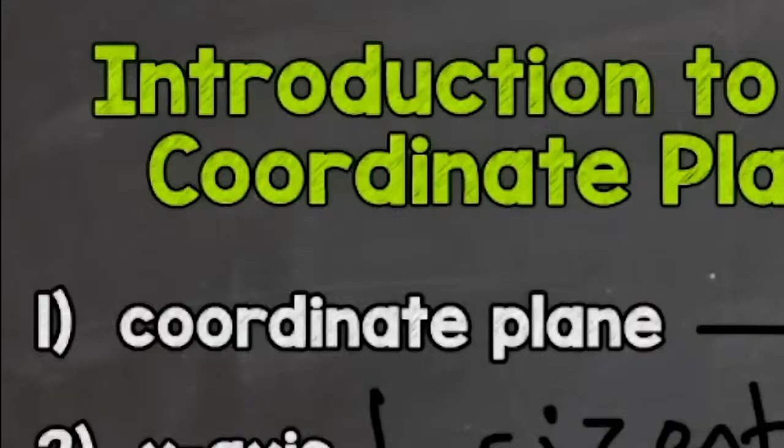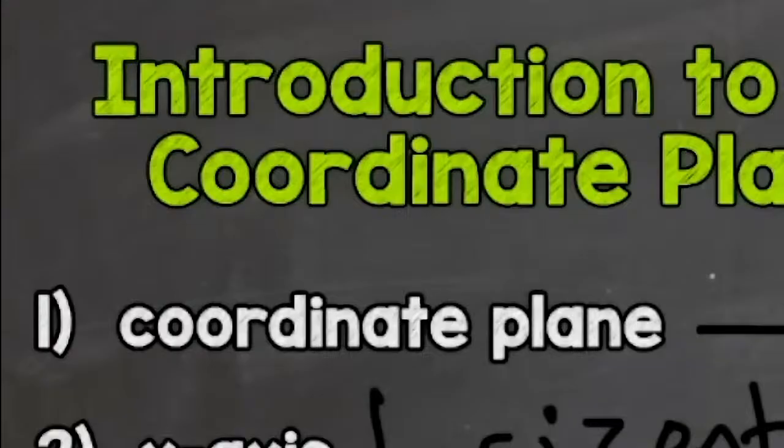For number 5, we have ordered pairs / coordinates. The 2 numbers within the parentheses, for example this 3 and 5, that's an ordered pair. The 3 is the x coordinate and the 5 is the y. The x always comes first. You always go side to side and then up or down.